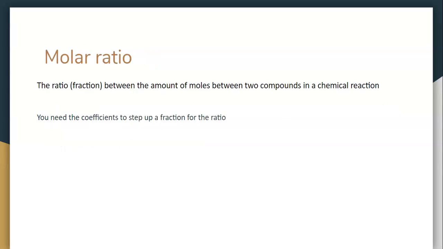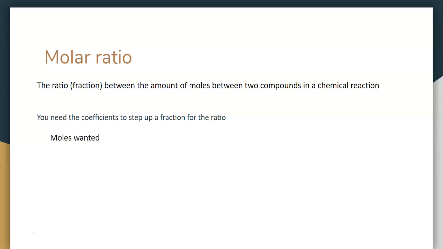The reason we need that balanced equation is we're going to make a ratio. A ratio is a number to another number, and sometimes it's written as a fraction. So a 1 to 3 would be a 1 over 3. It's a fraction between the amount of moles of two compounds in a reaction. And so we need coefficients. Coefficients come when you balance equations.